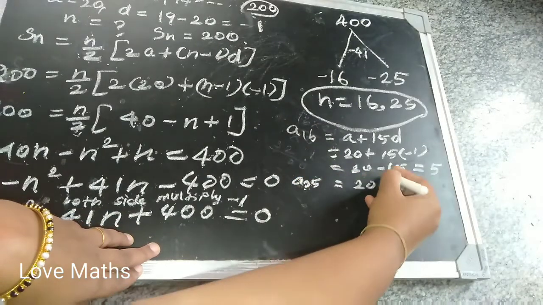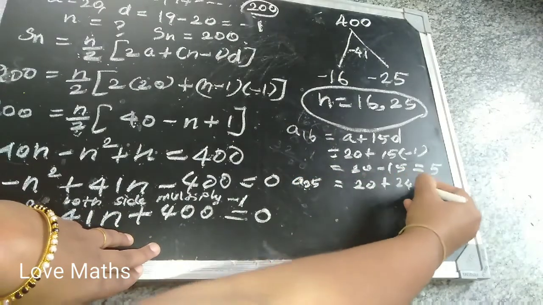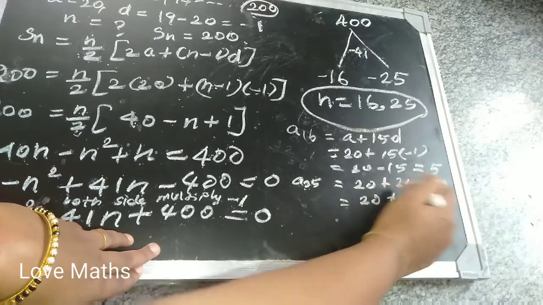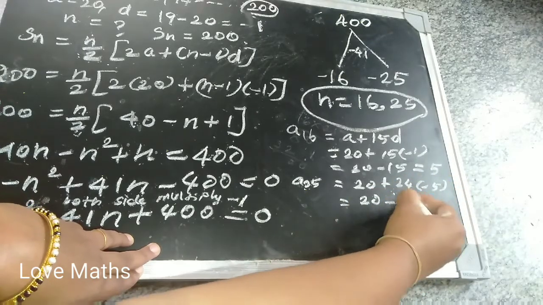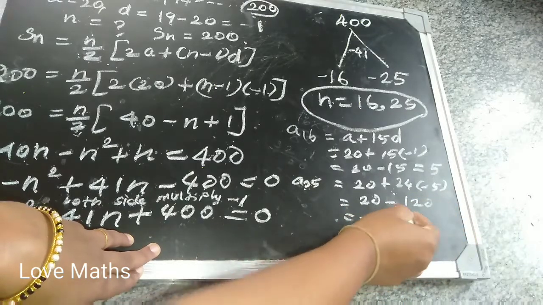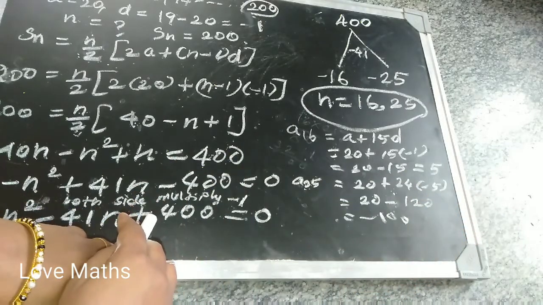So 20 plus 24d. 24 into minus 5. So 20 plus, into minus, minus 120. So the answer will be minus 100.